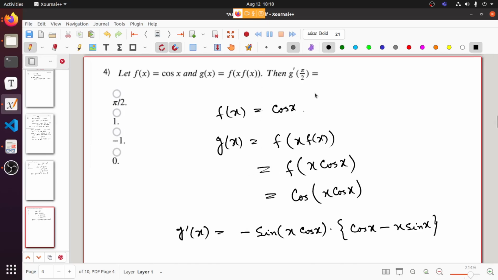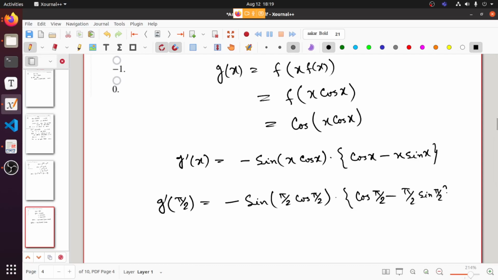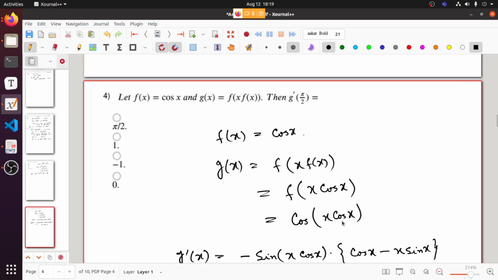Now you have to evaluate at the point pi/2. So what will be g dash of pi/2? Minus sine of pi/2 into cos pi/2, and this multiplied by cos pi/2 minus pi/2 into sin pi/2. Okay. Then what is the value of cos pi/2? It's 0, right? So inside it will be 0, and sine of 0 is 0, and this function is multiplied with this, so everything will be 0, as cos pi/2 is 0. So g dash at the point pi/2 will give the value 0. So which answer will be correct? The fourth option.